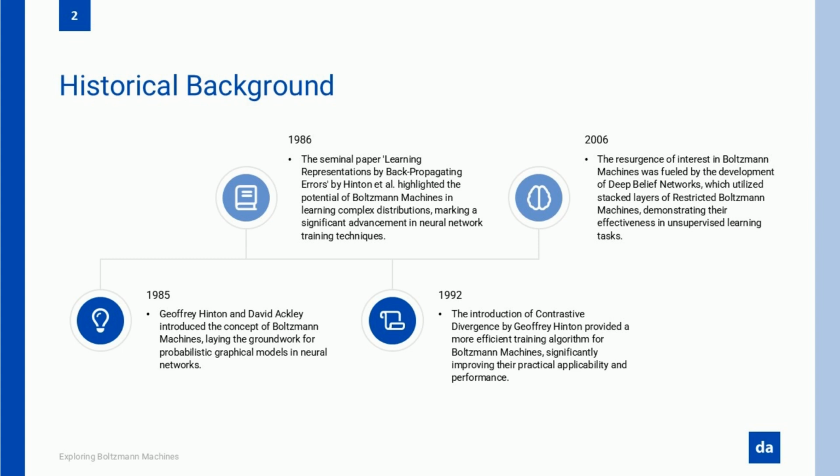So, why does all of this matter? Because history tells us that ideas often come before their time. Boltzmann machines may have taken a back seat in the deep learning revolution, but their influence is still everywhere, hidden in the architecture of modern AI.